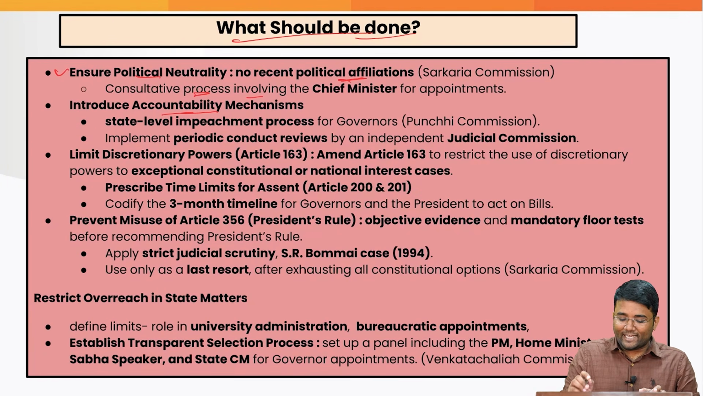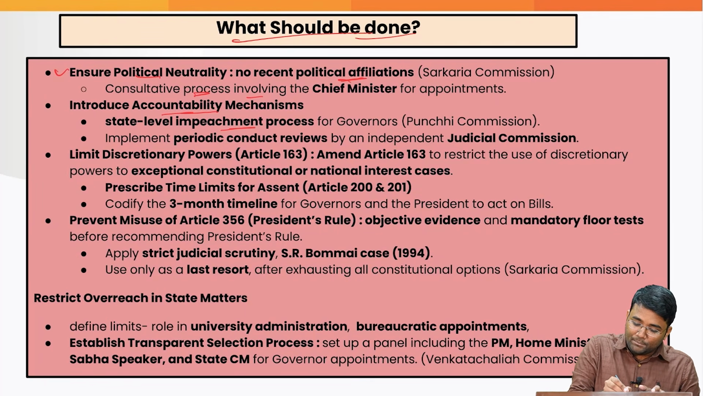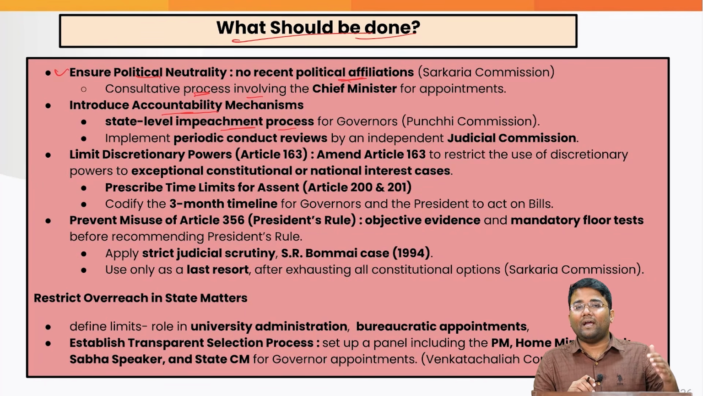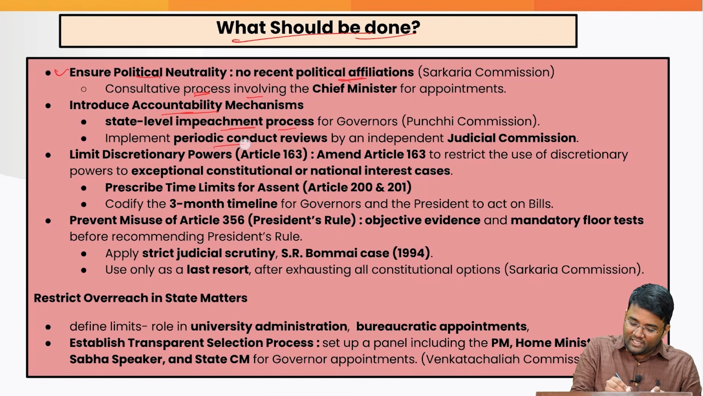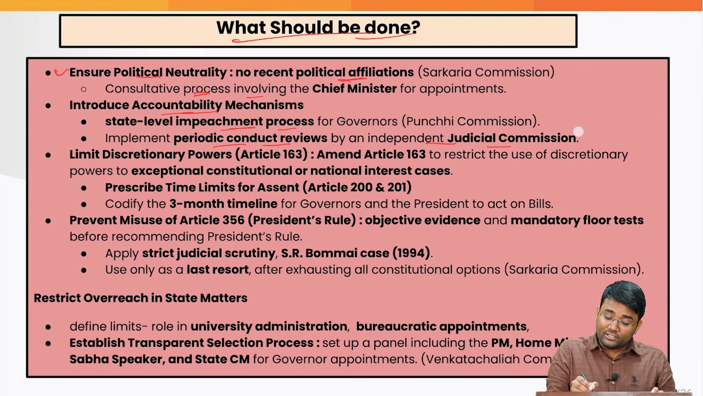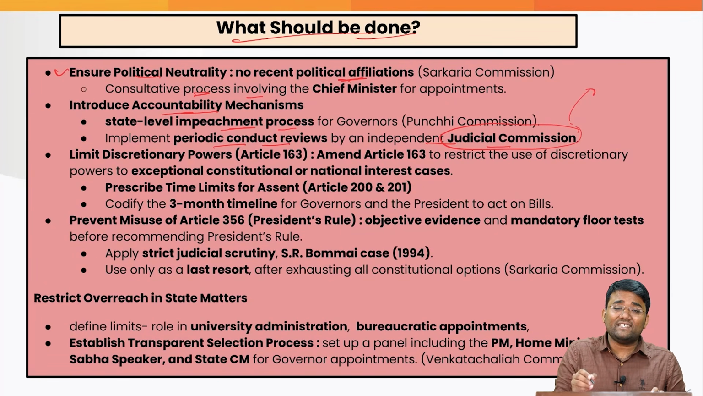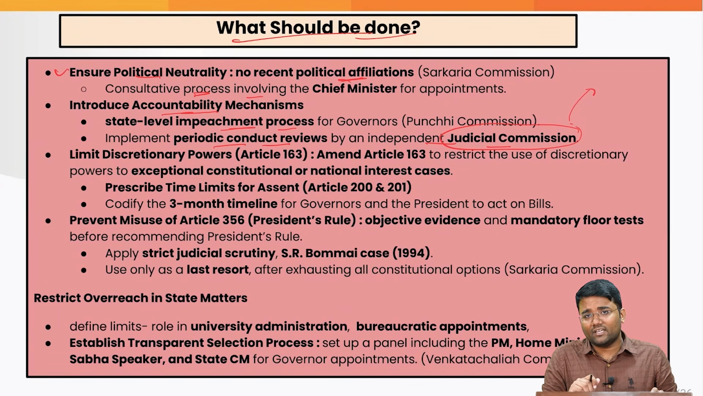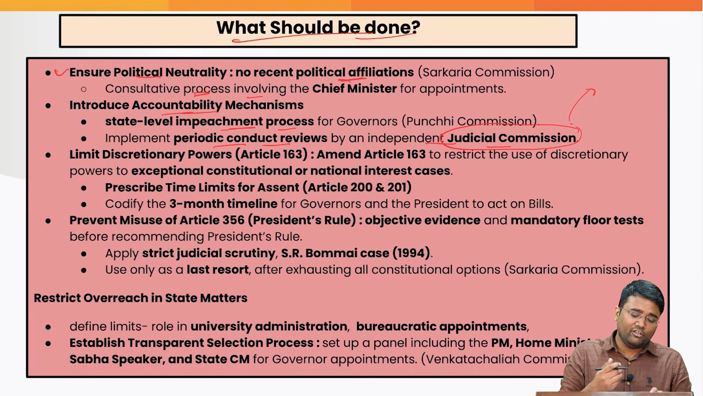Also, introducing accountability mechanisms. A state level impeachment process can be introduced by amending the constitution. Implementing periodic conduct reviews by an independent judicial commission. For example, this judicial commission can look into various allegations made against the governor and how that can be addressed in future.